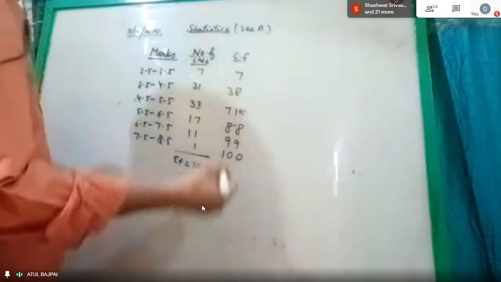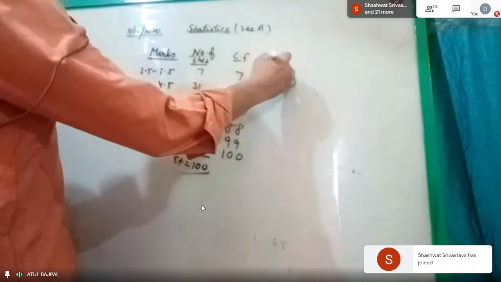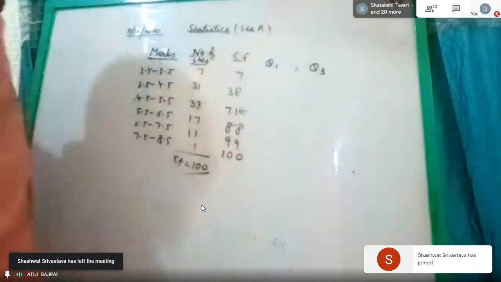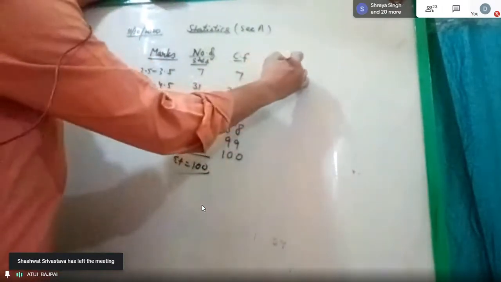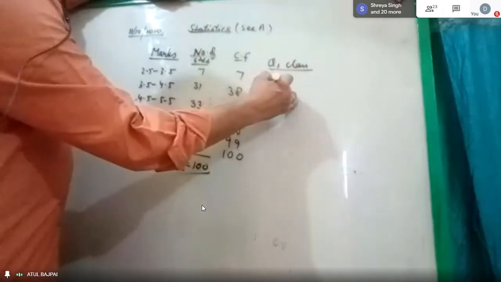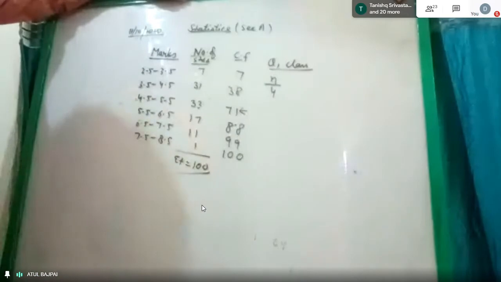Now I want to find quartiles. That means I want Q1 and Q3 also. So let us find Q1 and Q3 first. For the Q1 class, the first step is to find the class. So I will divide N into 4. What is the formula? rN by 4.